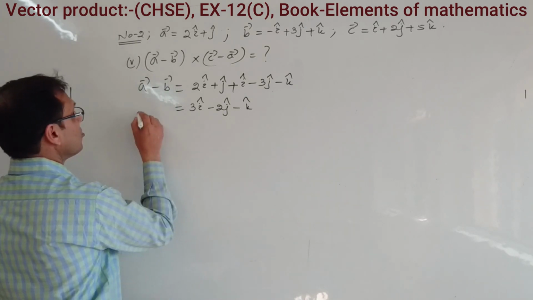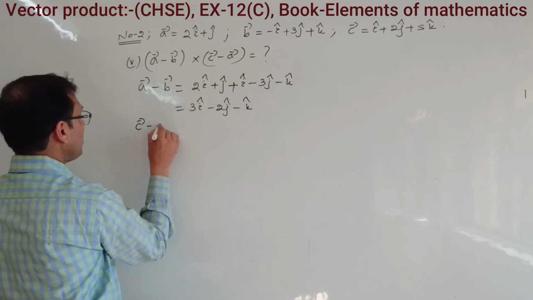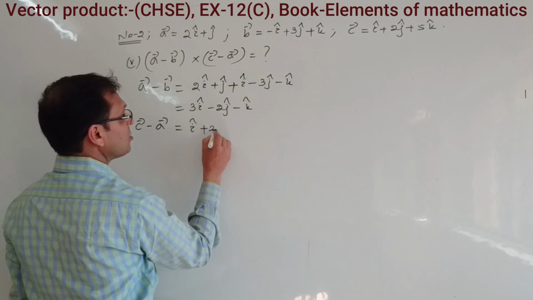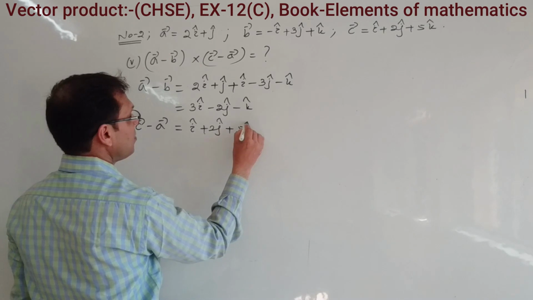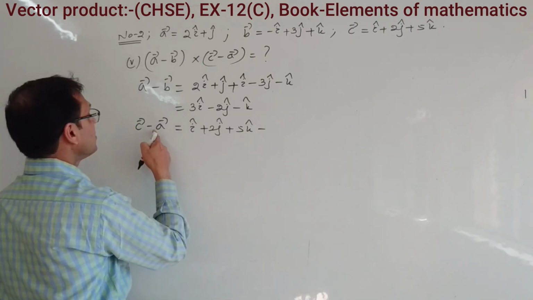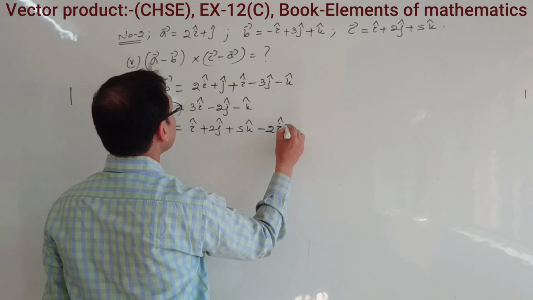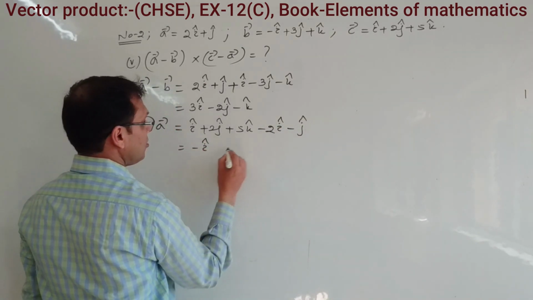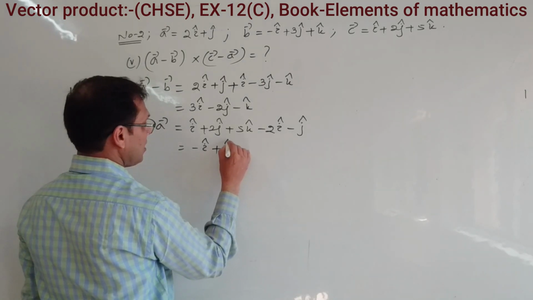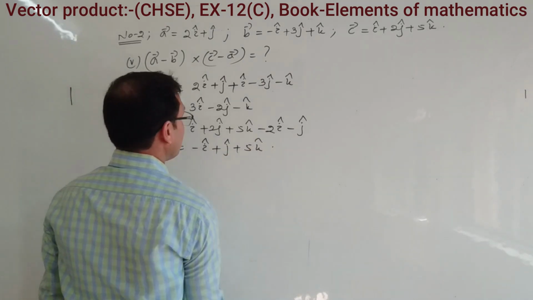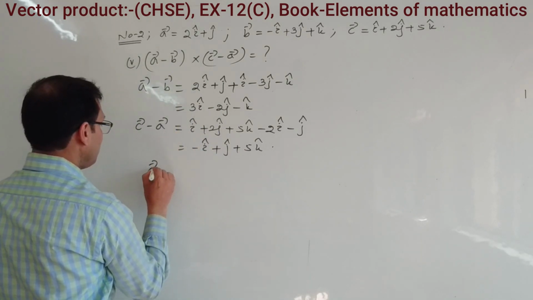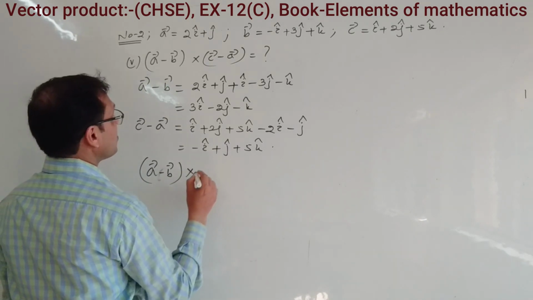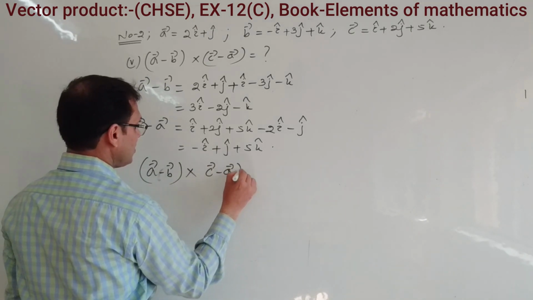Okay. So now you have to find c vector minus a vector. That is nothing but the c vector, i cap plus 2 j cap plus 5 k cap, minus a vector, means minus 2i cap minus j cap. That is i minus 2i, minus i cap, 2j minus j, that is j cap, plus 5 k cap. Now we have to find a vector minus b vector cross product with c vector minus a vector.